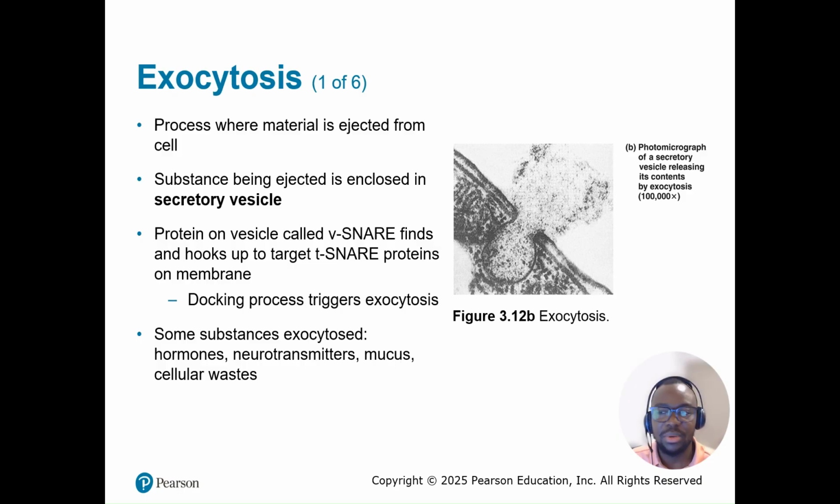The second type of vesicular transport is exocytosis. Exocytosis is a process of ejecting material from the cell. The substances being ejected are usually packaged in secretory vesicles. The vesicles contain proteins called V-snares, while the cell membrane has proteins called T snares. The two proteins interact and trigger exocytosis. Substances removed from the cell by exocytosis include hormones, neurotransmitters, mucus, and cellular waste.